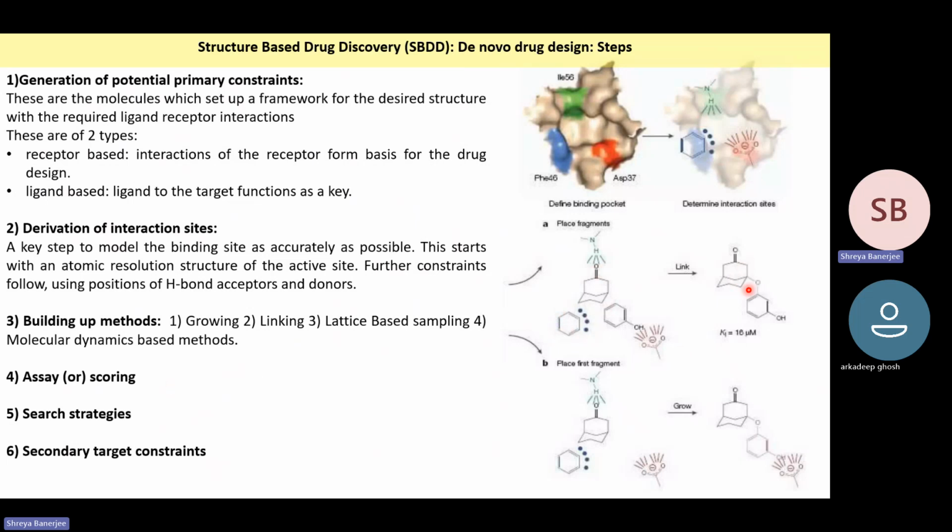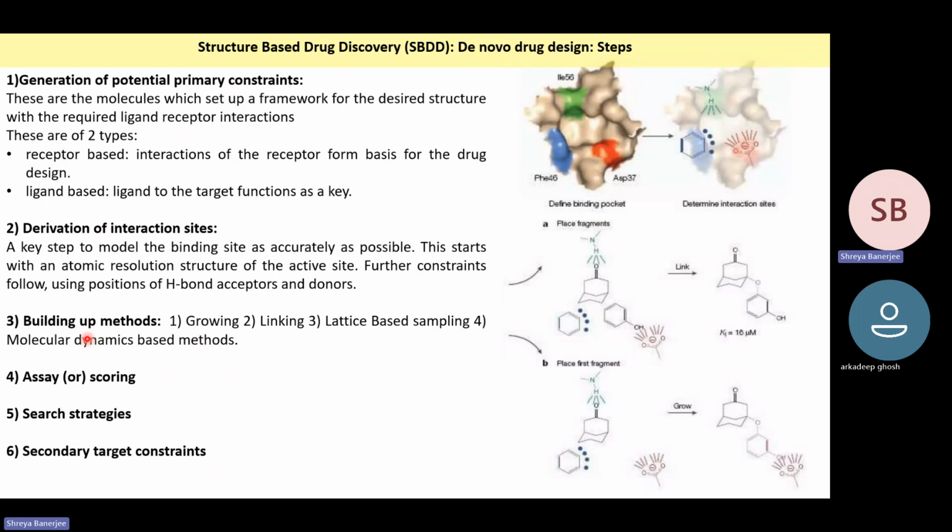Then we can link these fragments together. So you can see 2 fragments have been linked, and that shows quite good binding compared to only 1 fragment. Or we can grow. So you have different fragments here. By linking the different fragments together, you will get a large possible drug candidate, which will bind to all the possible binding sites. So these are methods by which the lead compound is built up by linking and growing the different fragments.